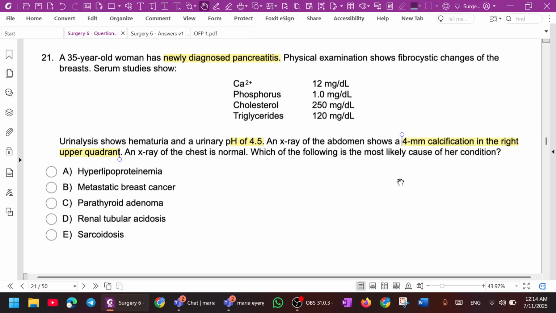Hypercalcemia can cause pancreatitis, isn't it? But there are no such options. She has been newly diagnosed. Adenoma. TG is not that high. Calcification in the right upper quadrant. Metastatic breast cancer.